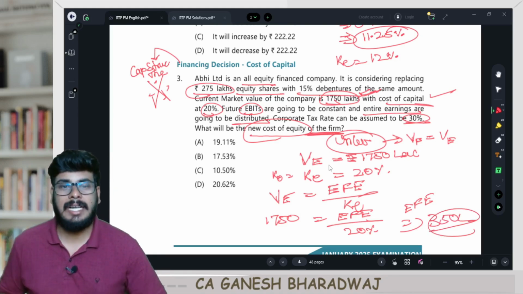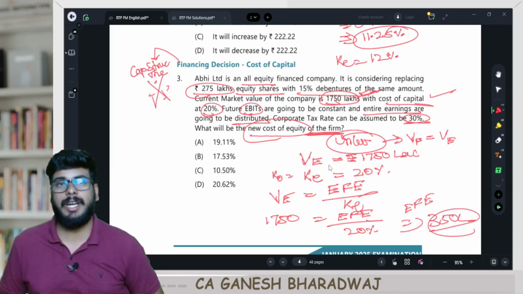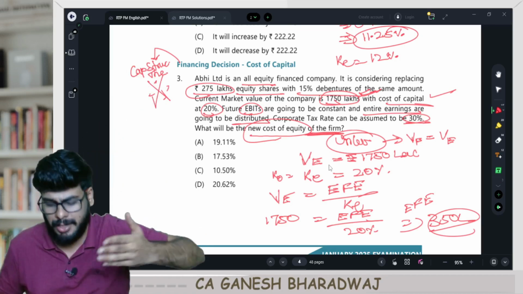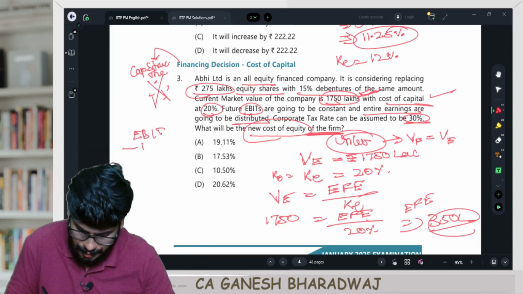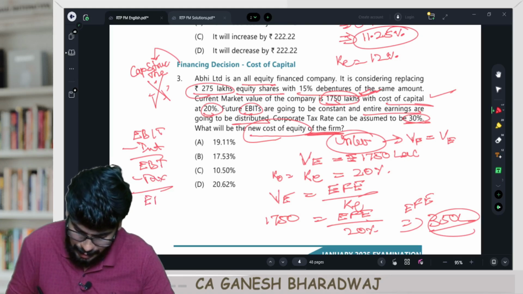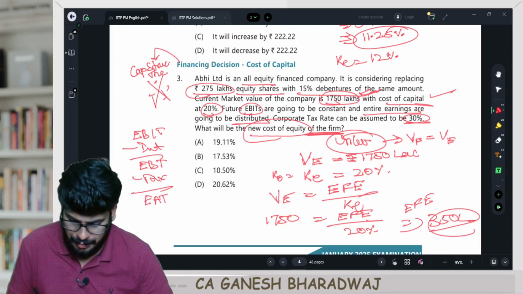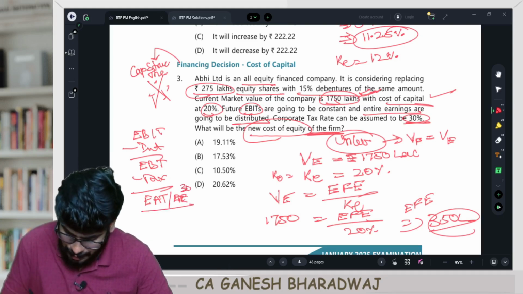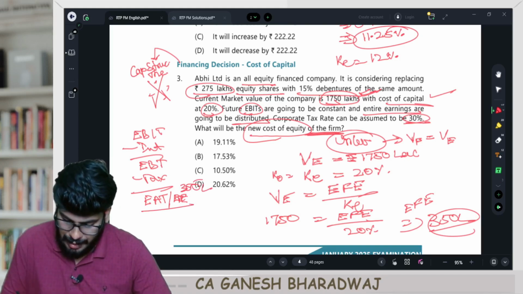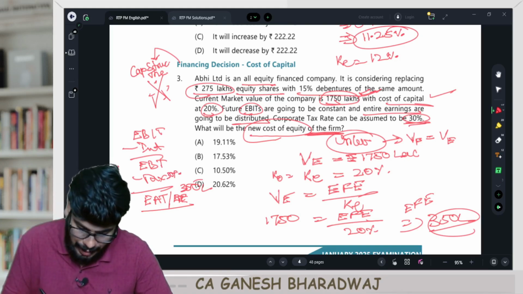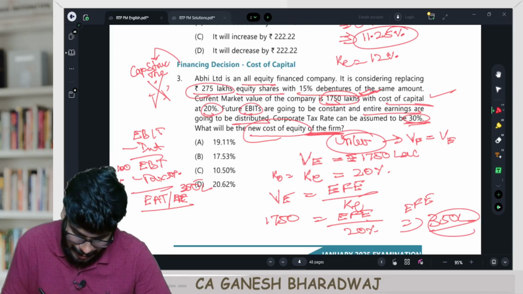Now, since this is an all equity entity, what is the format of your income statement? It's going to be EBIT minus interest, that gives you EBT, minus tax, that gives you EAT. Minus preference dividend is not here, so this is also going to be equal to EFE. In this case, EFE is going to be 350 lakhs. Tax rate is given as 30%. So basically, if my EBT is 100, my tax is 30, my EAT or my EFE in this case is going to be 70.